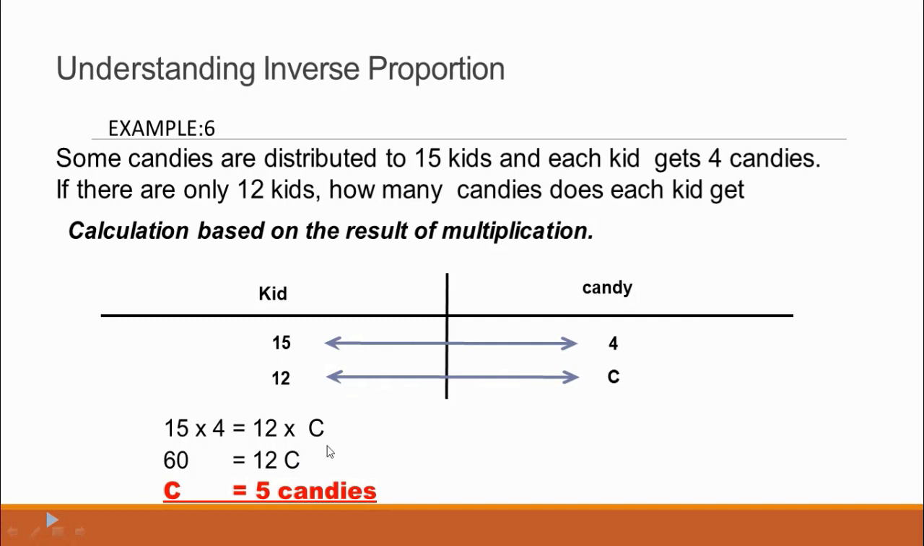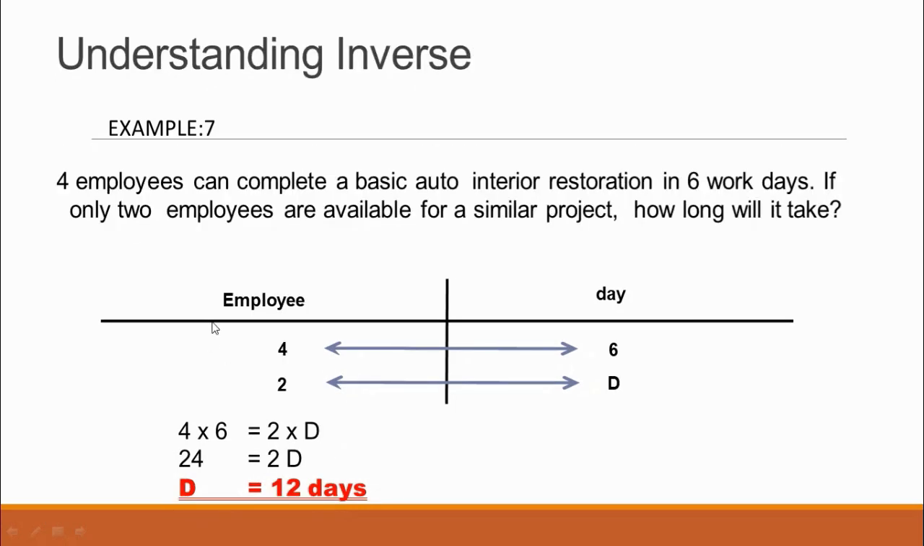Now another example: 4 employees can complete a basic auto interior restoration in 6 work days. If only 2 employees are available for a similar project, how long will it take? In this example, we first note the employees quantity. In the first sentence, 4 employees, and in the second sentence there are 2 employees.